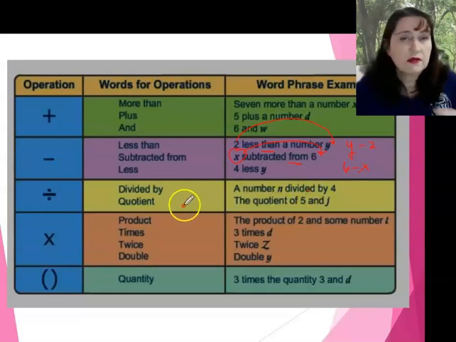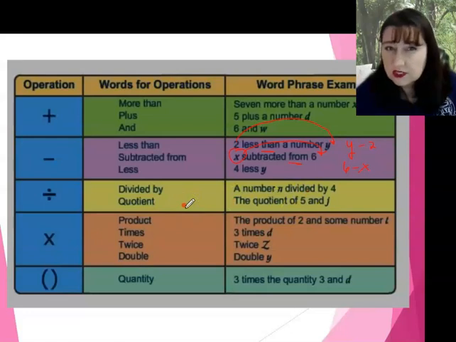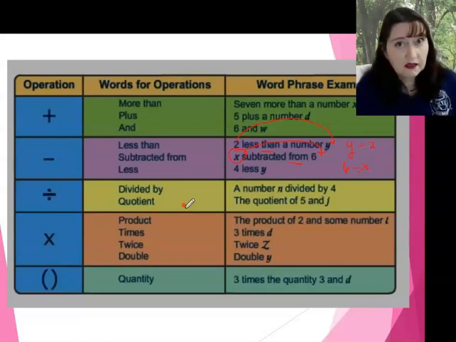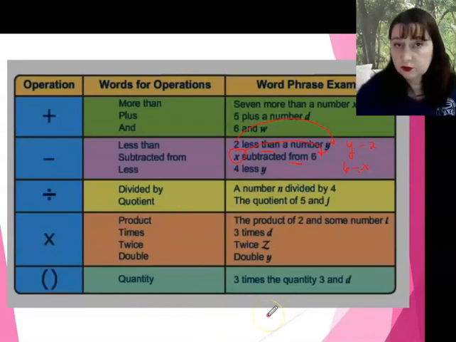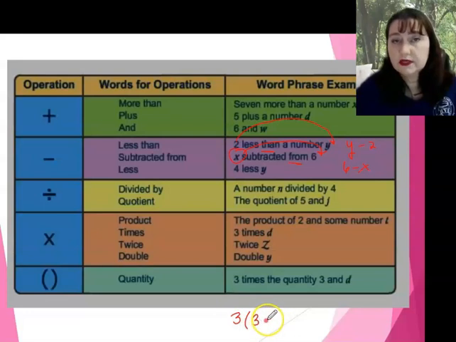We're going to talk about the different ways of how to say this. Divide by, quotient, those are your division ones. Product, times, twice, double, those are all multiplication ones. Again, you have a list that you should have printed off, hopefully. If not, pause the video and go print it off, and that way you have it in front of you when we're talking about it. And then the quantity of is literally just parentheses. So we would write this as 3 times the quantity of 3 plus d, because and is plus in this case.